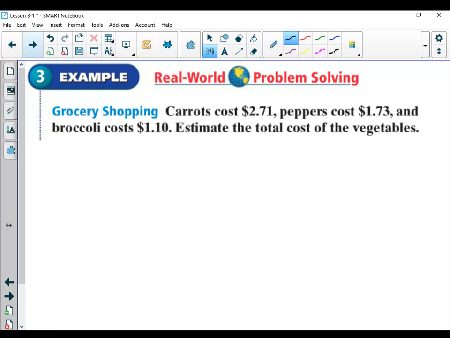Second example, you're thinking about making some soup. Maybe it's vegetable soup, beef and broccoli soup, whatever it is. You go in and you see a sign that carrots are $2.71. Peppers, ooh, this is going to be a spicy soup. $1.73. Broccoli, 1.10.